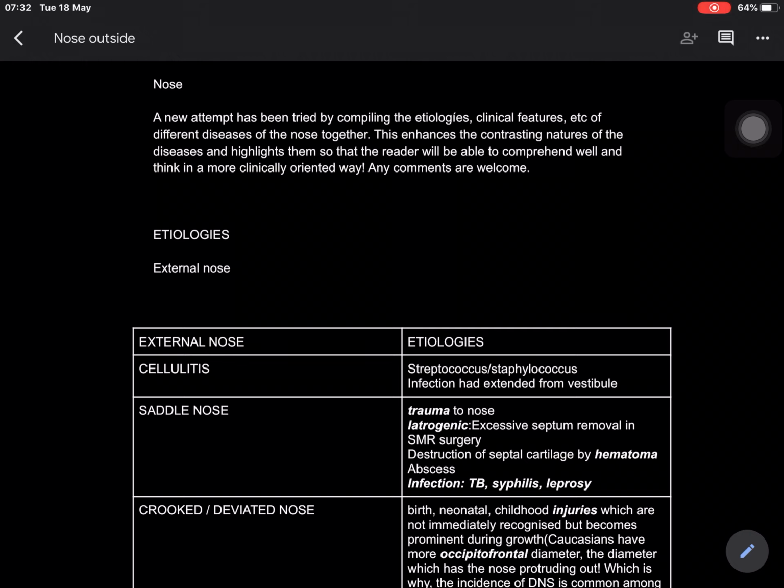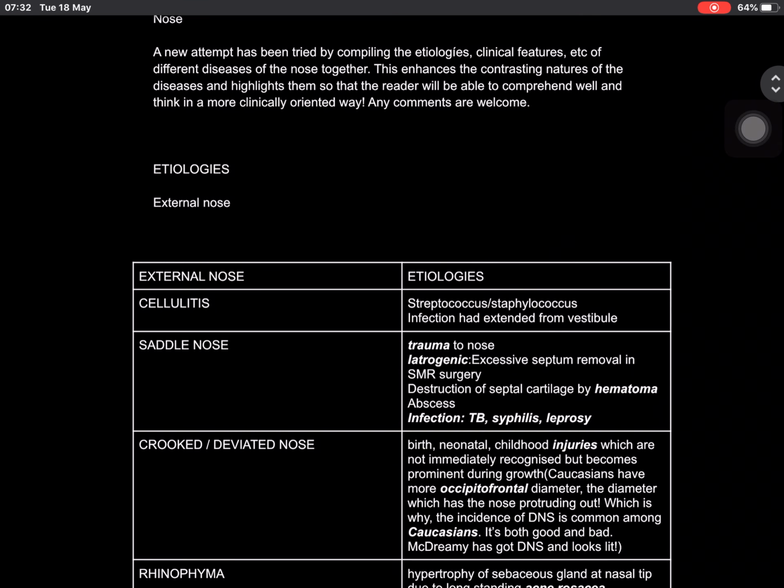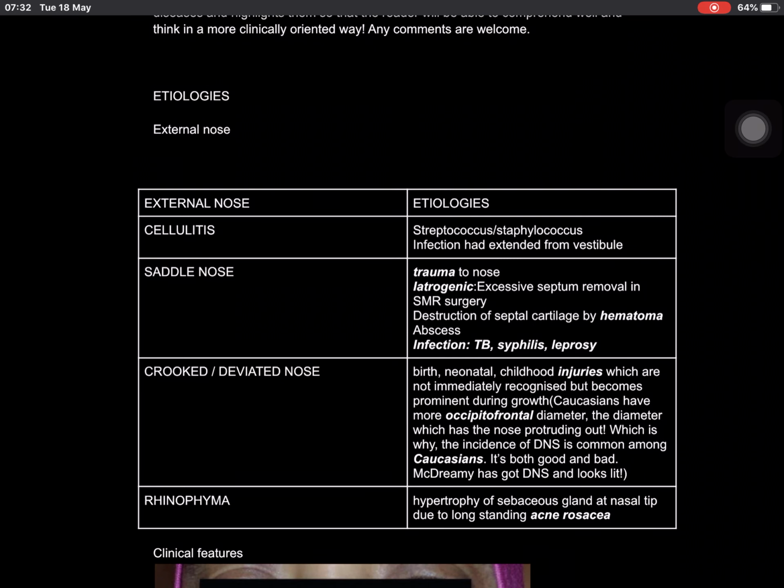So let's get started. We've got the external nose, and first we will see the etiologies, and then I will show you the pictures of how each of these diseases look like, so that we can get a holographic view. Okay, let's start. The first disease we're going to see is cellulitis. Before going into that, we'll just see what all diseases are there: cellulitis, saddle nose, crooked or deviated nose, rhinophyma. These are diseases which are visible outside to the naked eye.